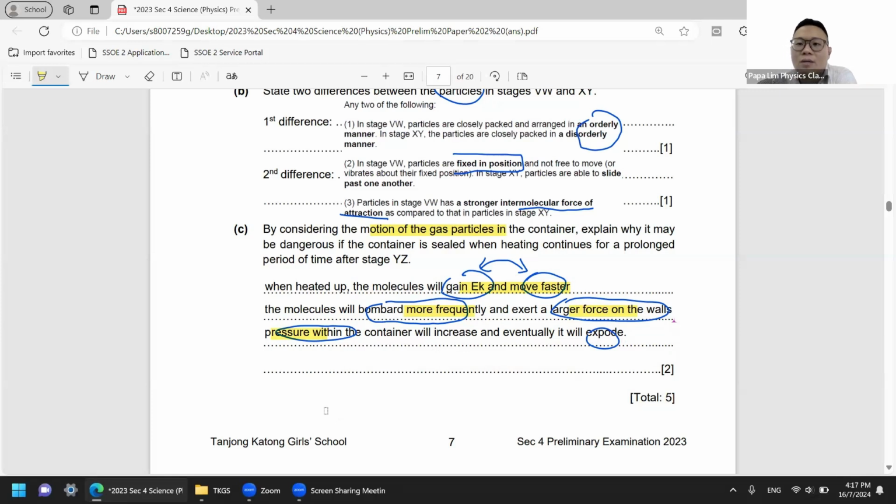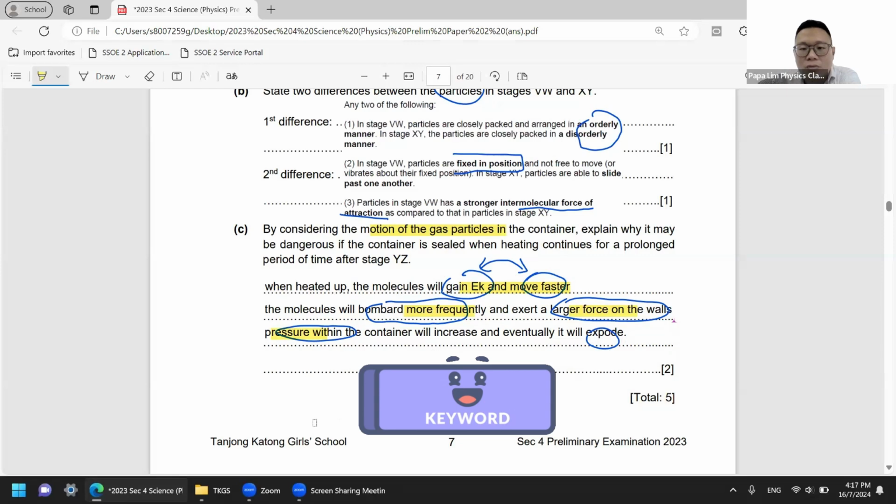So you look at the keywords we use when we use the kinetic particle model to answer the question. So the keywords you have to take note of. Okay, 2 marks doesn't mean just 2 keywords. It's actually a series of keywords here.